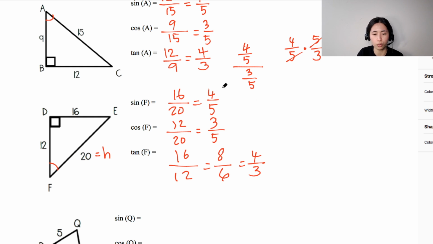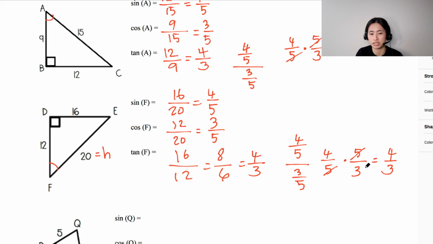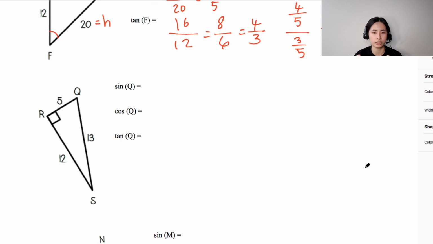Yeah, it's 4 over 3, or again, you can use your ratio between sine and cosine. So you would have sine over cosine. So that's 4 over 5 divided by 3 over 5. Then you can set this up such that you would have 4 over 5, then you're multiplying this by the reciprocal of 3 over 5, which is 5 over 3. And then you can see that it's actually 4 over 3, right? So just remember for tangent, if you don't have the information of opposite over adjacent, you can always use sine over cosine.